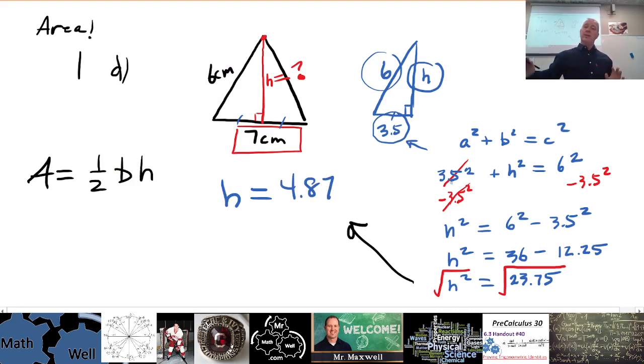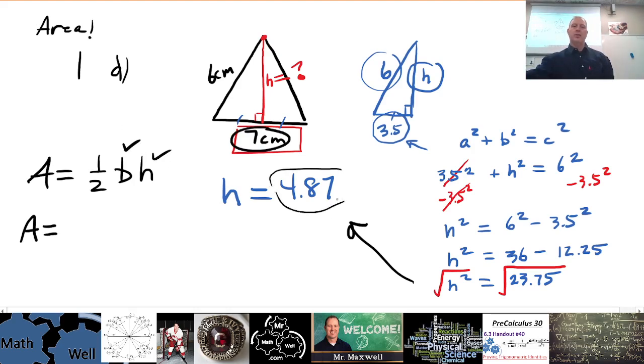All right, so that's a little bit of work to find h first, but now it's easy after this, right? Now it's easy. So I have h. That looks like a funny b, but that's supposed to be h. So now I can find my area. So I have the base that's given right here, and now I have the h. I've solved for that. Here's the h. So 1/2 7 times 4.87. 1/2 base times the new height that I just found.